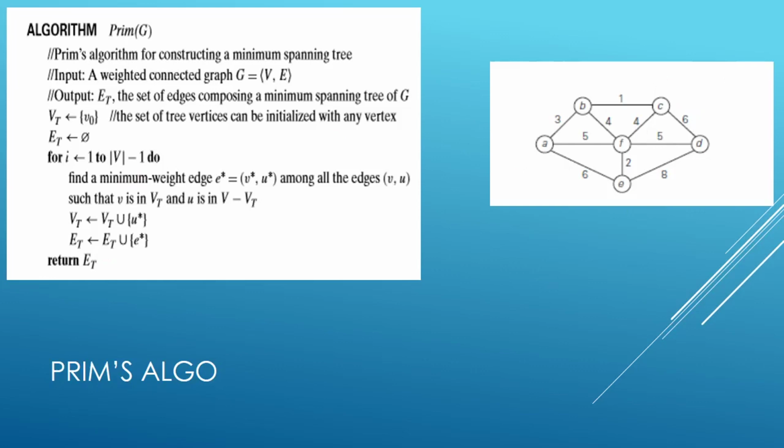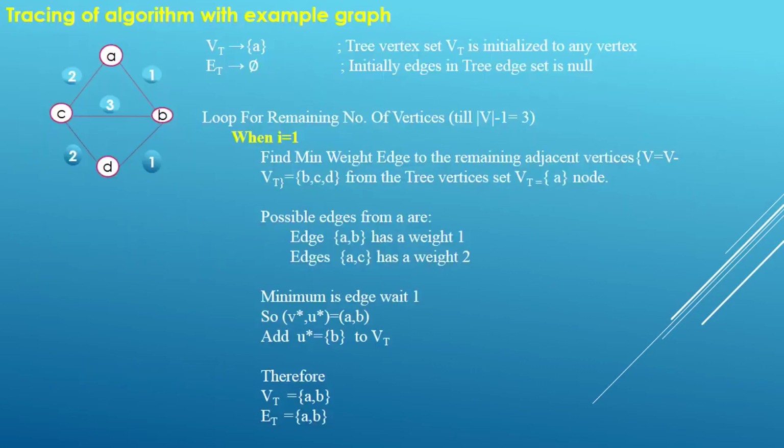Let's understand this algorithm with an example. Let's learn the tracing of the algorithm with the example. I have considered here a graph of 4 nodes. VT is initialized to any vertex from the graph. Here I have considered A, and ET is initialized to null, and the remaining vertices in the graph are B, C, D. We are yet to add those nodes into the VT set.